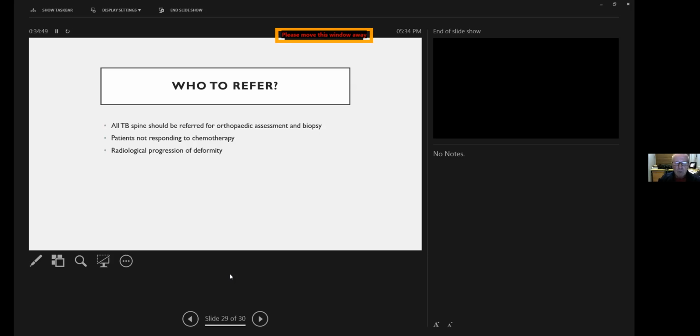Basically, you know, we should be biopsying, so you should refer all of your patients that you think have got TB spine. You should refer your patients who are not responding to chemotherapy. They might be not taking the treatment properly. They might have resistant organisms. Or you might have a wrong diagnosis. So you should refer those patients. And those patients who have radiological progression. So we've spoken about that on those couple of slides that I had.